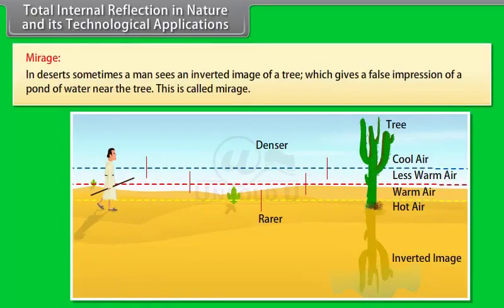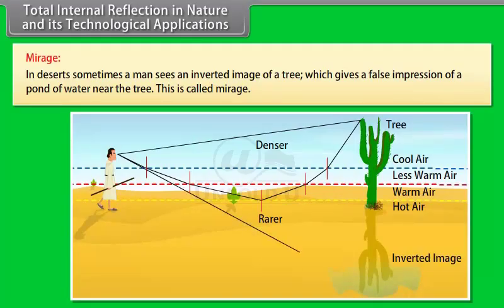Total internal reflection in nature and its technological applications. Mirage. In deserts, sometimes a man sees an inverted image of a tree, which gives a false impression of a pond of water near the tree. This is called mirage.